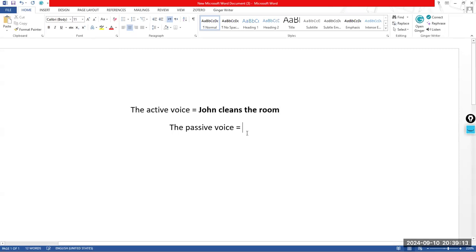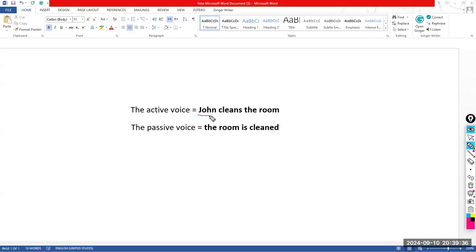Now, the second example in the passive voice, I have to say the room. Wait, let me write the example in bold. The room is cleaned. Okay. Now, please remember, guys, when the subject or the agent is mentioned, this is active voice. But when the subject or the agent is not mentioned, this is passive voice.